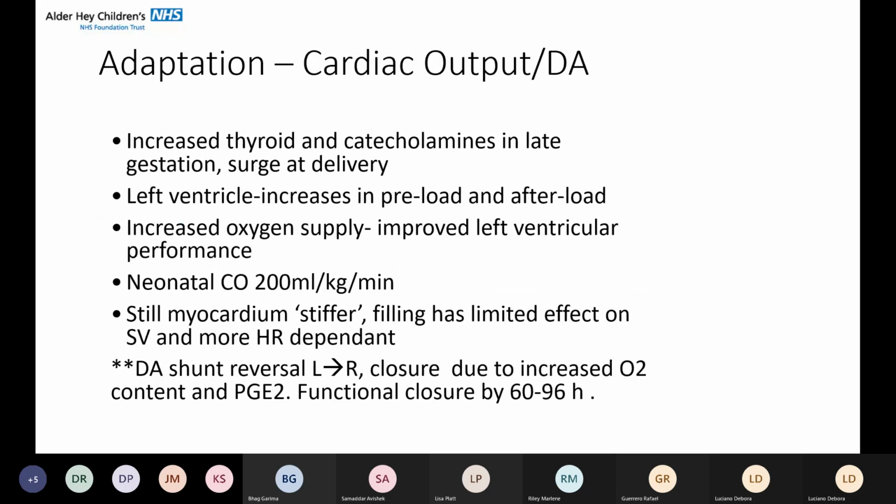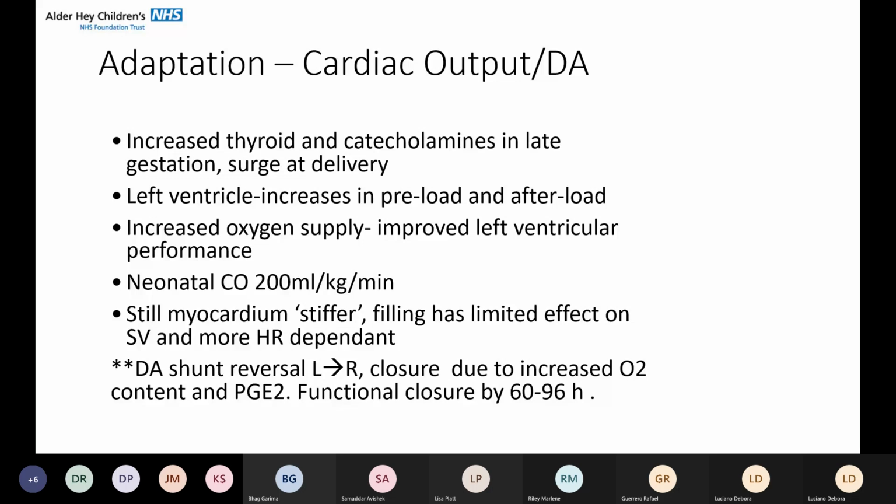There is also an adaptation in terms of the cardiac output, and we know the changes that occurred with the ductus arteriosus. The left ventricle increases in preload and afterload. There is a better oxygen supply. The neonatal cardiac output is approximately 200 mL per kilo per minute. We do know that the myocardial muscle still has a degree of stiffness, and filling will be limited. Therefore, it's more dependent on the heart rate. And this is one of the explanations why neonates have a higher heart rate as well.